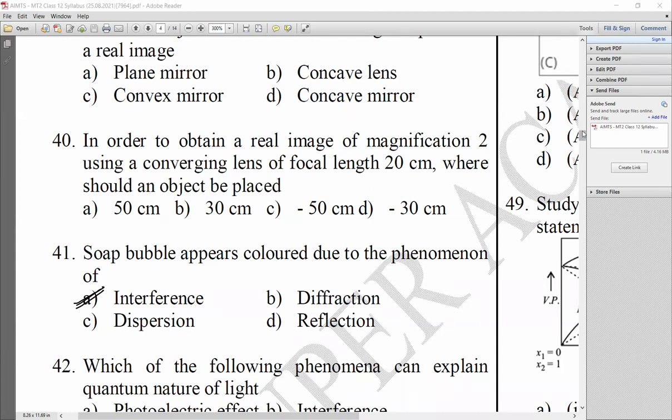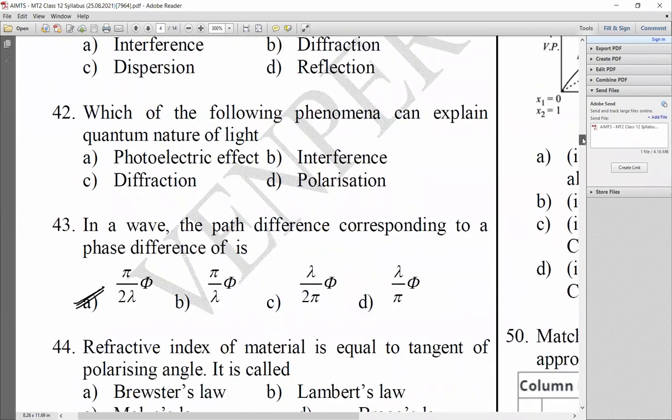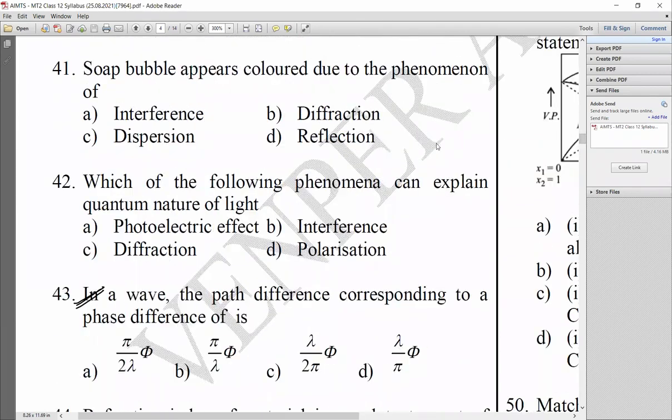Next, number 42. Which of the following phenomena can explain quantum nature of light? Quantum nature. Photoelectric effect, interference, polarization, diffraction. See, quantum nature of light can be explained by photoelectric effect. Next, 43.